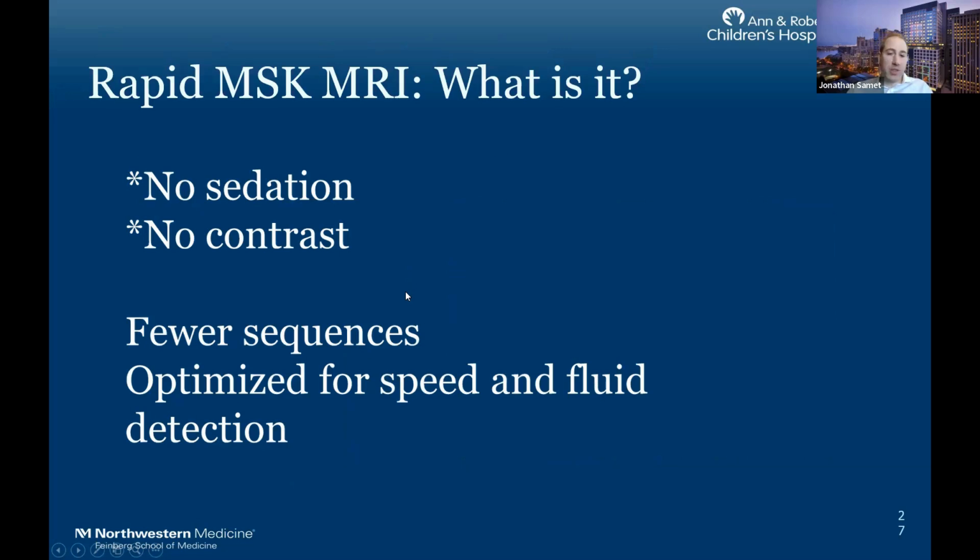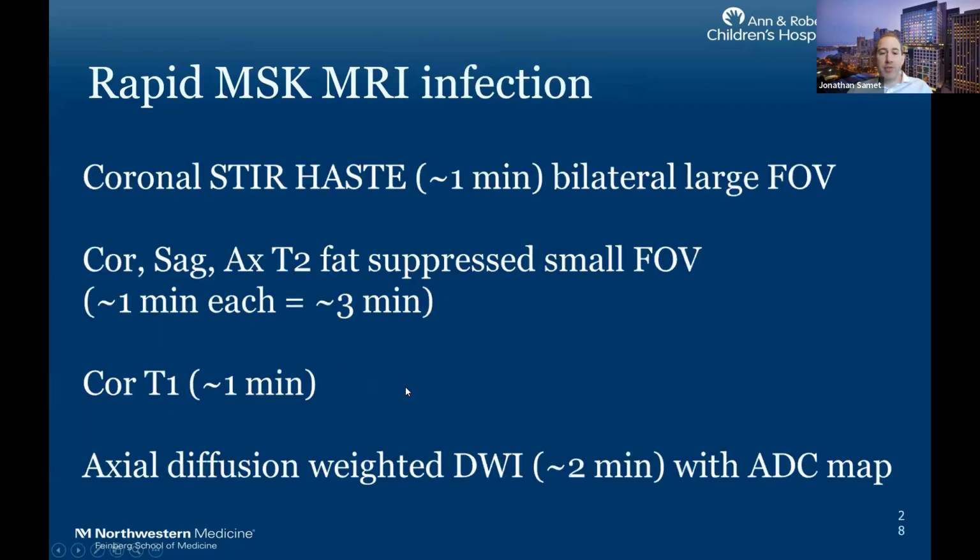We use fewer sequences, and we have sequences that are optimized for fluid and speed. So our protocol, and I'm going to show you all of the images and multiple examples. We first start off with just a large field of view coronal STIR. We used to use coronal STIR HASTE with Siemens, but we changed to just regular STIR because our technologists were able to just use a regular STIR. Lower extremities are a good example, because that's probably the most common. I like to do a large field of view, bilateral thighs, bilateral calf, just to get a lay of the land, right? Then you can hone in on a certain area.